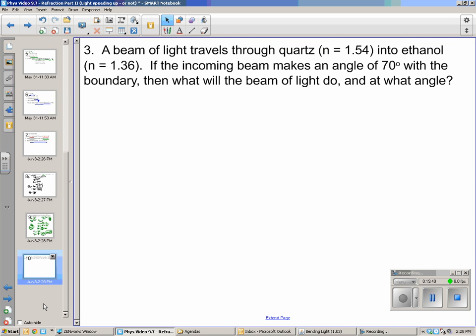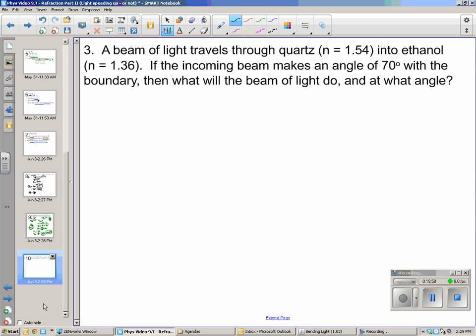It says a beam of light travels through quartz, and it tells you what N is for the quartz, into ethanol, it tells you what N is, and it tells you the incoming beam makes an angle of 70 degrees with the boundary. What will the beam of light do, and at what angle? So you must make a drawing. Okay, so here we go.